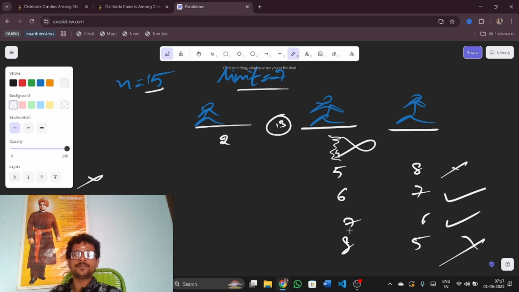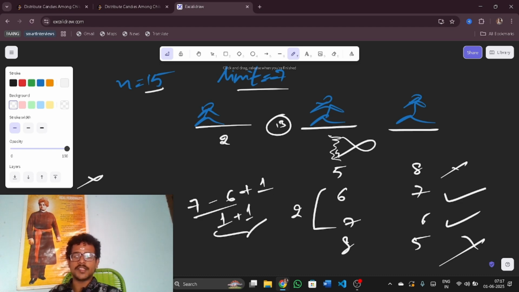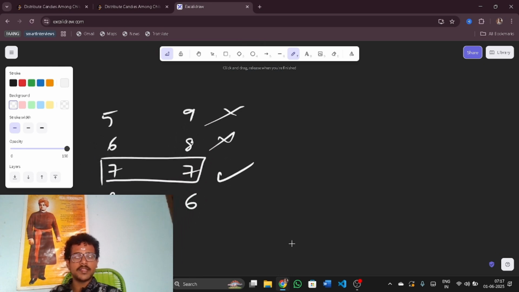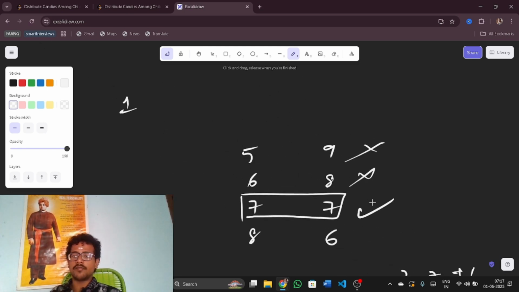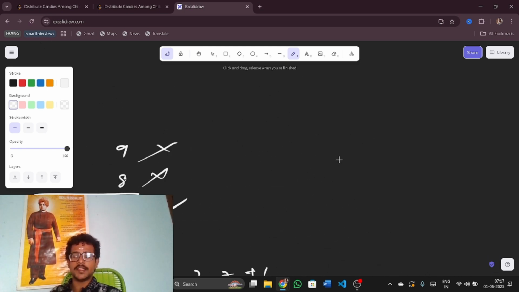But if you see, how many ways did I get? 2 ways. If I write it as 7 minus 6 plus 1, which is 1 plus 1, which is 2. This is also the same thing: 7 minus 7 plus 1, 0 plus 1 is 1. This is the number of ways that I can get if i is 1.